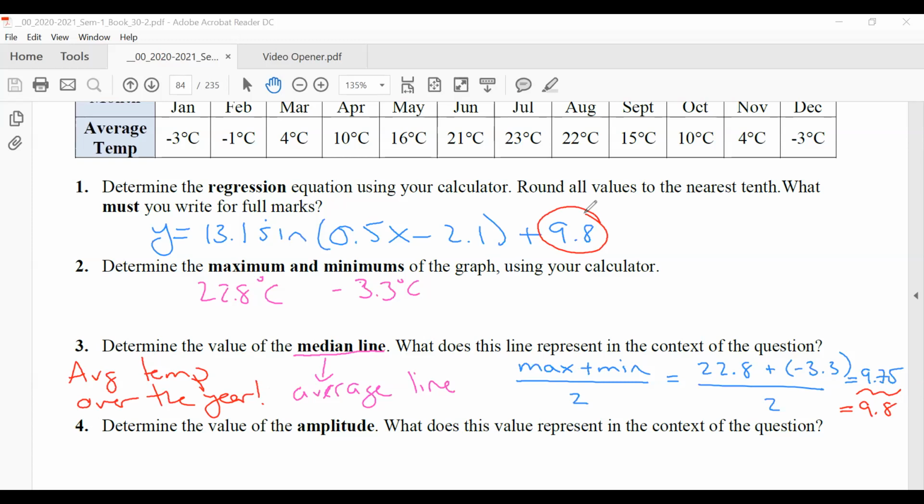There we go. There's our first connection. Okay, very good. Then number 4 says determine the amplitude. Okay, amplitude is, think of an amp in a car. It's boosting the sound. So what the amplitude is telling me is how much up and down I go from the median line. So how much up and down from median? Well, how are we going to find out how much we go up and down from the median?